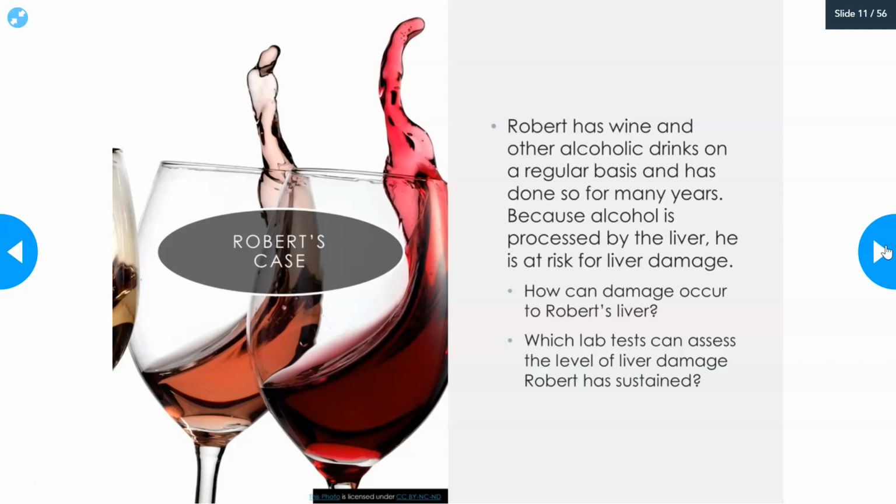So we're going to start with Robert. Robert has wine and other alcoholic drinks on a regular basis and has done so for many years. Because alcohol is processed by the liver, he is at risk for liver damage. So how would damage occur to Robert's liver? That's the first question. And which lab test can assess the level of liver damage that Robert has sustained?